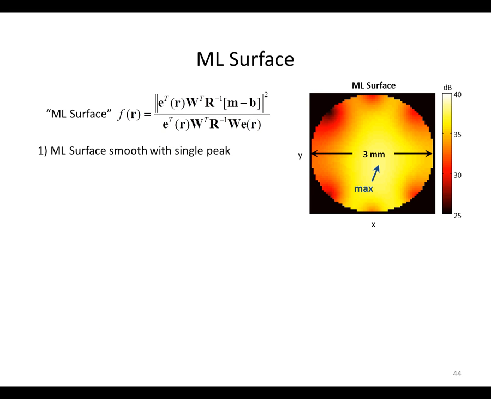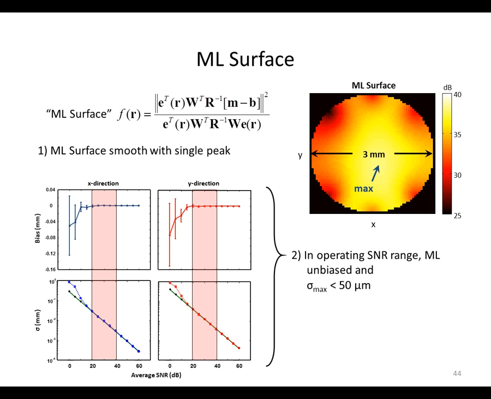So if I go here and I plot that function for a particular data vector, I get something that looks like this. Now, this is in log scale, so this peak looks rather diffuse. But the thing to know about it is that it's smooth and it does have a single peak.